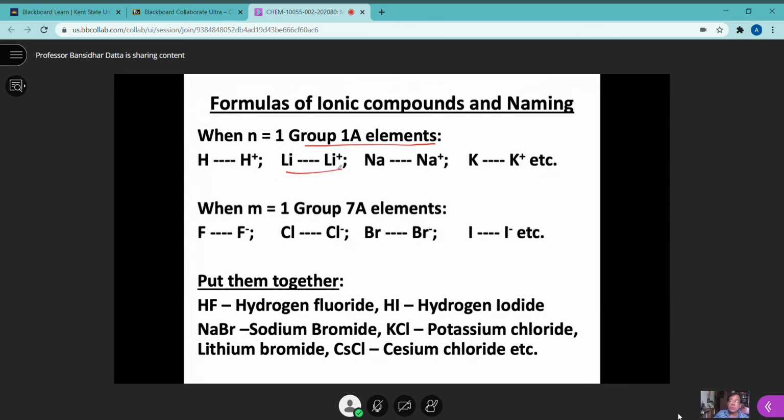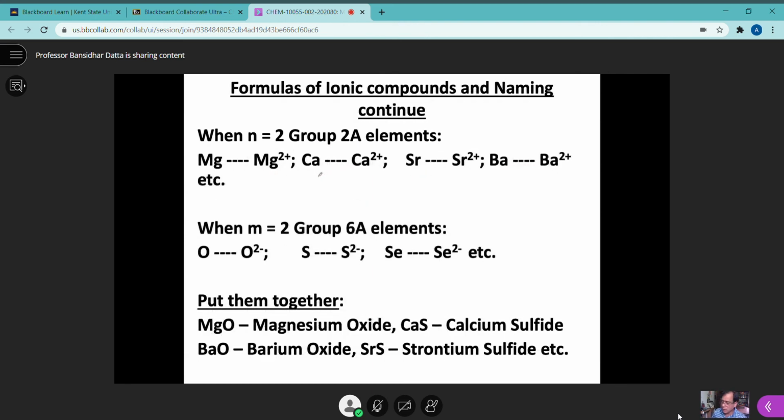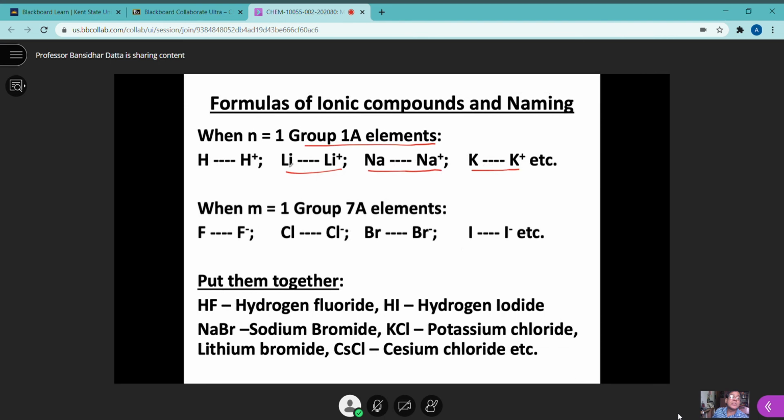Lithium will lose 1 electron, become lithium plus. Sodium will lose 1 electron, become sodium plus. Potassium will lose 1 electron, become potassium plus. And they follow the octet rule. Sodium and potassium follow the octet rule. Lithium follows the helium rule because it doesn't have 8 electrons to begin with. Lithium has 3 electrons, so once 1 electron is lost, it becomes 2 electrons, and that's the helium configuration. So it is stabilized. So group 1A elements lose 1 electron and become this.